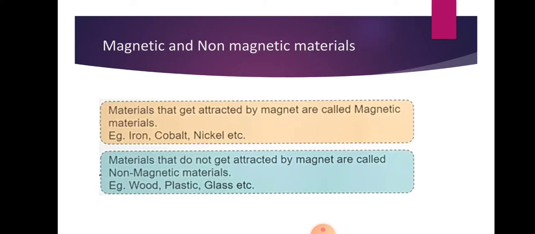Now let us understand about magnetic and non-magnetic materials. Now what are magnetic materials? The materials which get attracted towards a magnet. Now these are three in number. What are they? Iron, nickel or cobalt.